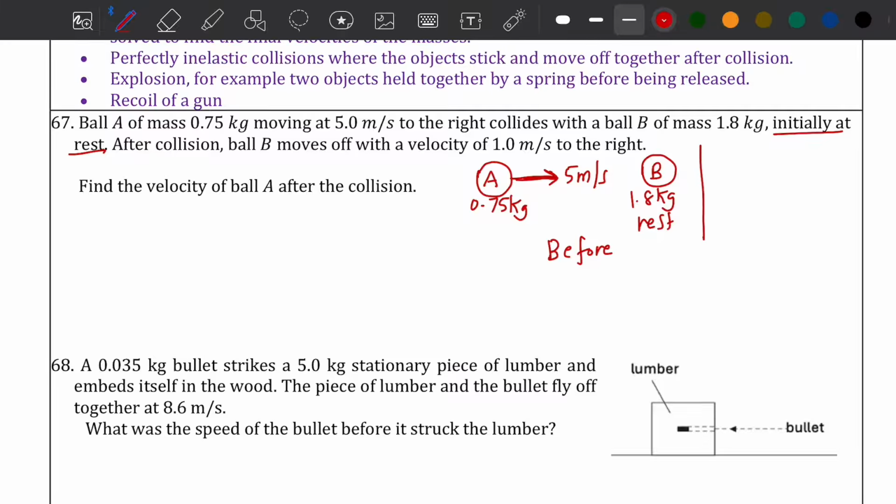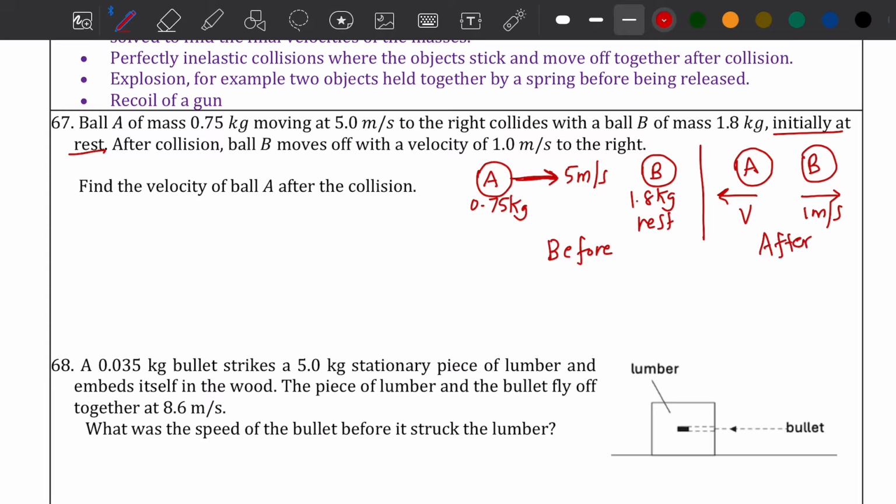After collision, ball B moves off with a velocity of 1 meter per second to the right. For ball A, we don't know its velocity, so let's say it moves with a velocity v. You can also write it as x. And ball B is moving with 1 meter per second to the right. So this is after collision.